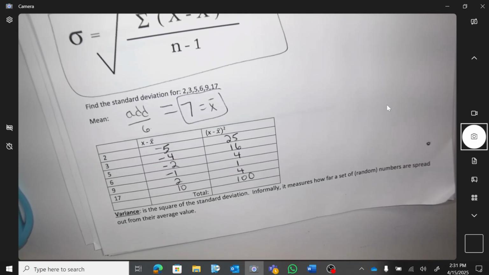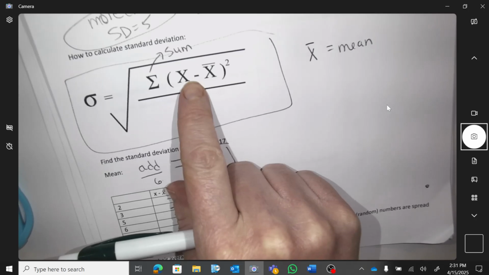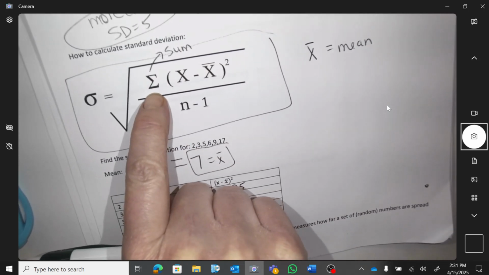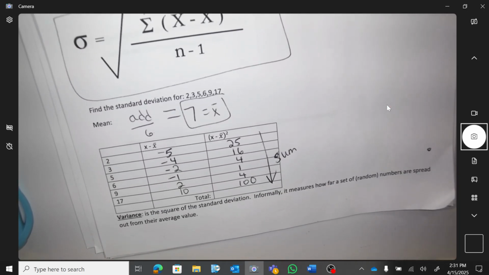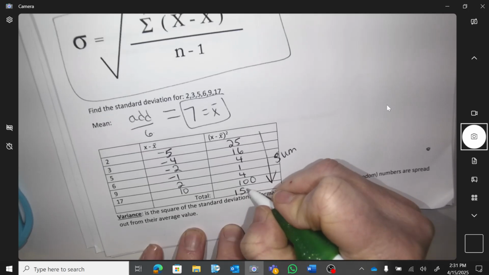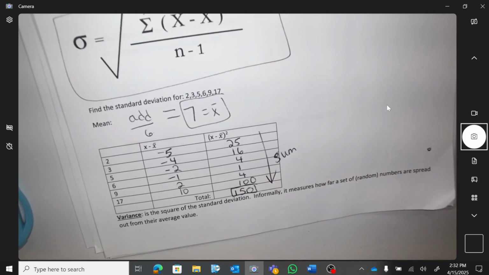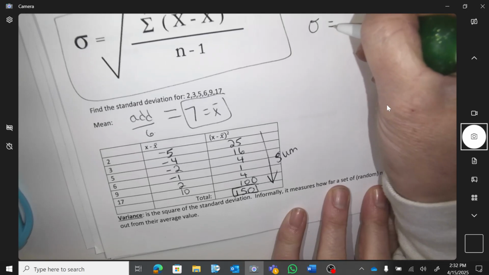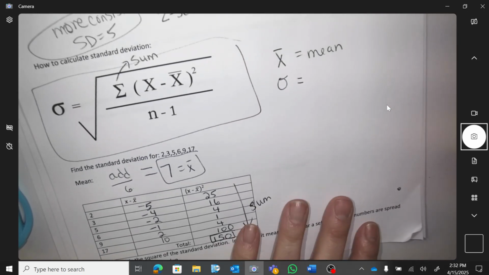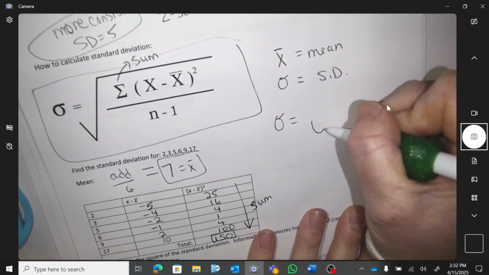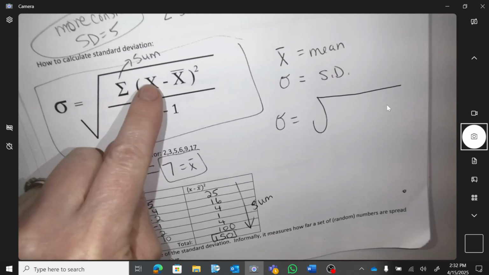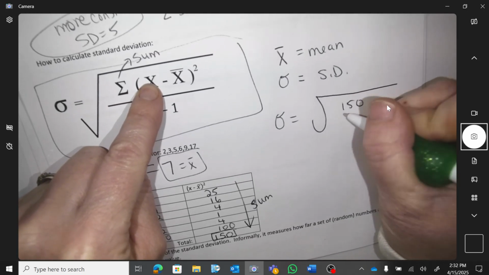Okay, the next, we've done all the subtractions, we've done all the squaring of them, so now we have to sum them all. So I need you to sum them all. 150. 150? All right. So here we go. This little hook symbol is standard deviation. I think I have that on your formula sheet, what the symbols mean. Standard deviation is the square root of the sum of all that stuff. So that's 150.